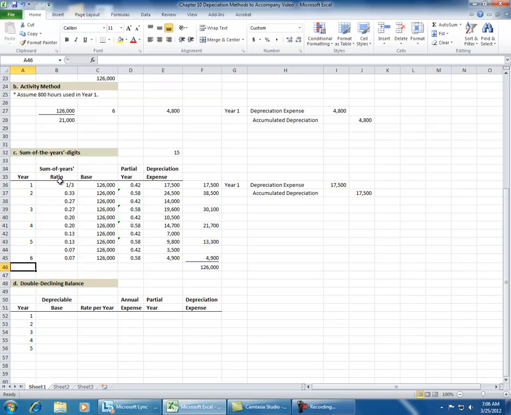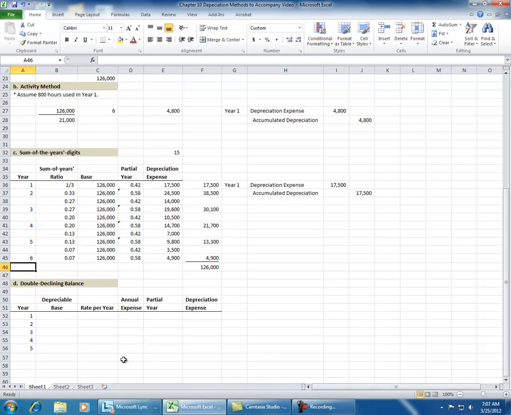I've completed the remaining part of the schedule following that same pattern. And I've added up all of the depreciation amounts per year, and you can see that I've worked back to the base, which is $126,000. And we've got partial years at the first year and the last year, and you can see that there is a decreasing pattern of depreciation each year.